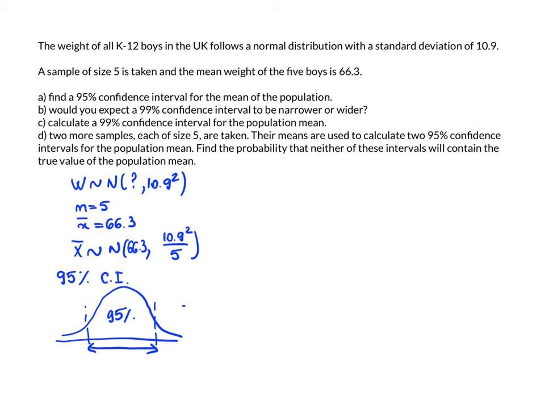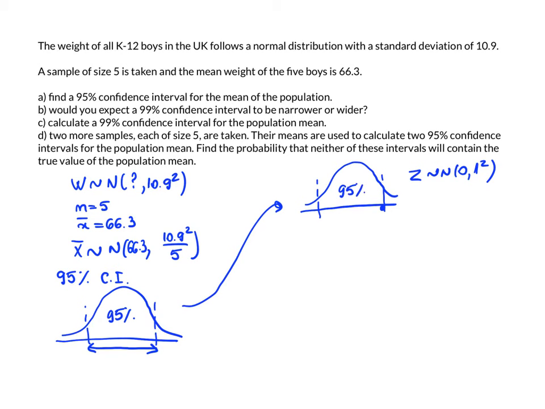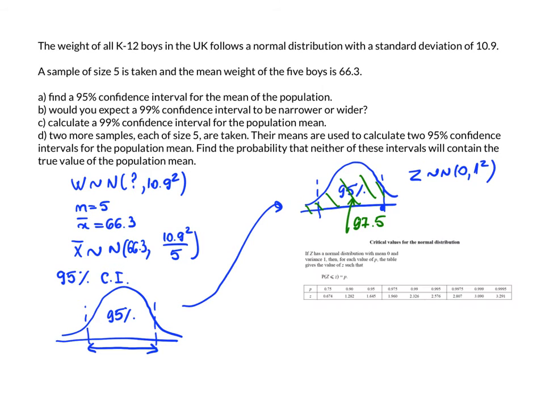One way to do it is to move to the standardized normal distribution, Z, which is N(0, 1 squared), and I'm looking for the z-scores here. Because it's a 95% confidence interval, I will need to look for a z-score corresponding to an area of 97.5%. I can see that the z-score corresponding to 97.5% is 1.960.